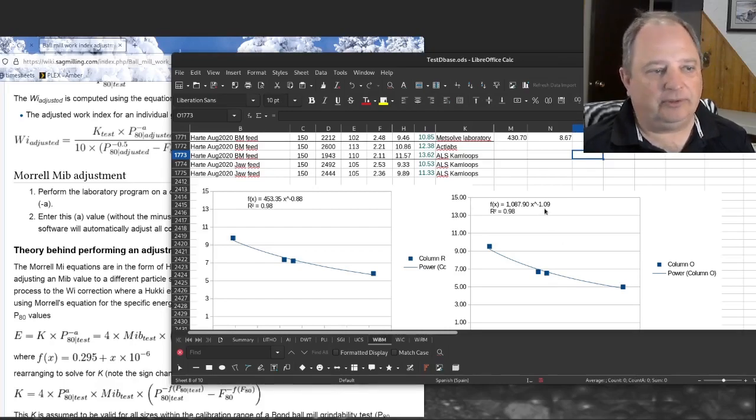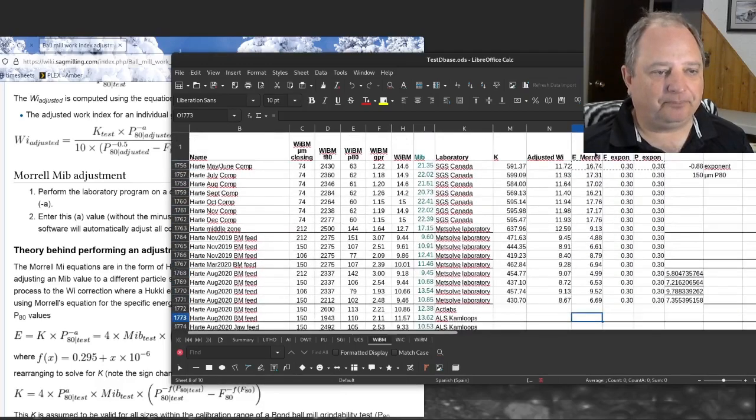This is normal. When you do the specific energy consumption using the Morrell specific energy model, that's the one involving the MI numbers, you're going to get a different exponent to correct that versus the exponent that you would see in a signature plot using the Bond Third Theory equation. Usually there's like a 0.2 to 0.3 difference between them. So this is the sort of difference I would expect to see. This is perfectly normal.